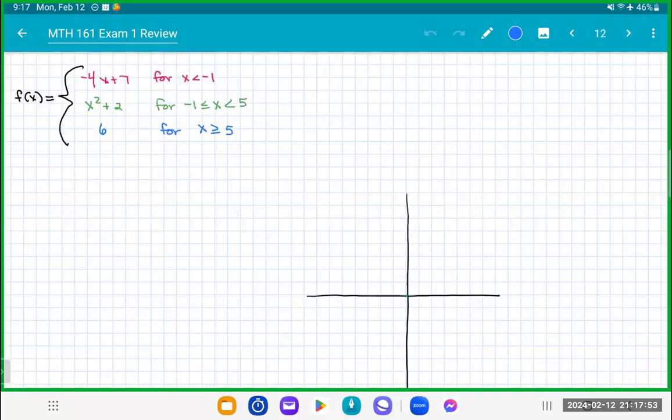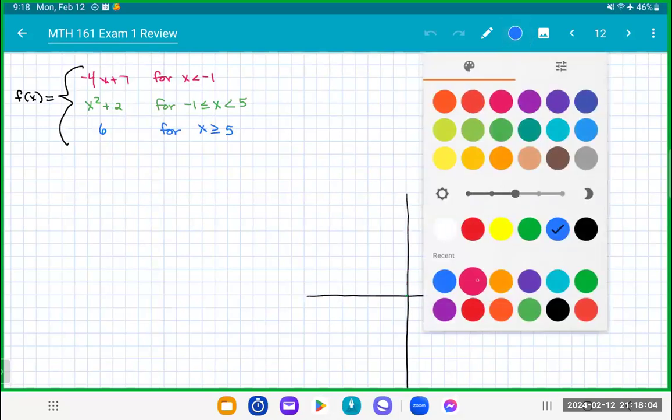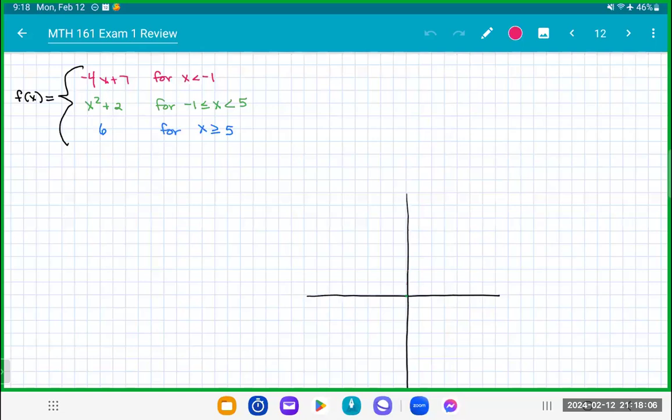Okay, for this problem, you're going to be asked to graph a piecewise function. Again, it's really important that you label your graph. So for the first one, we have negative 4x plus 7. That means we can put our first dot at 7. So here's 1, 2, 3, 4, 5, 6. Here's 7. And our graph slope is negative 4 over 1.